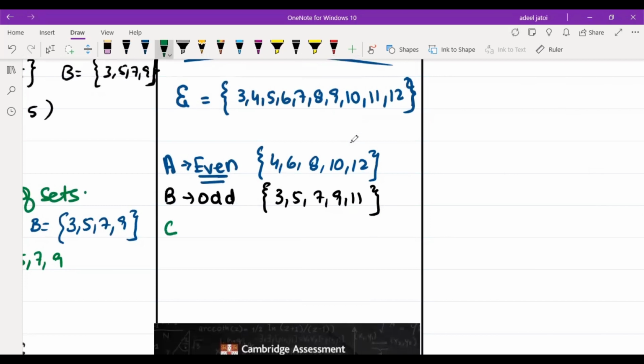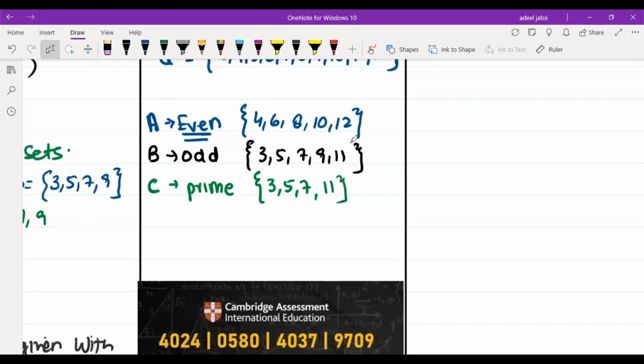Then the examiner can ask you your prime number set. What are prime numbers? Prime numbers are those that are divisible by their own number and by 1. So 3 is a prime number, 2 is a prime number as well. So 3, we have 5, we have 7. Then we have 8 is not a prime number, 9 is not a prime number, 10 is not a prime number. Then we have 11.